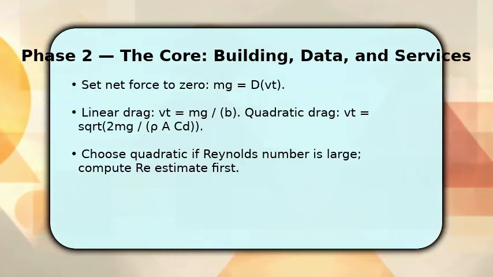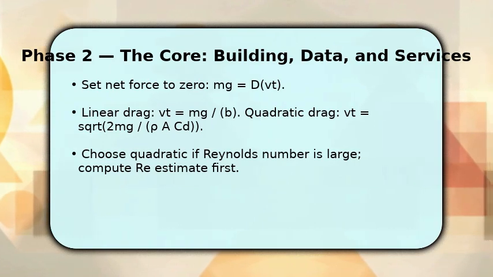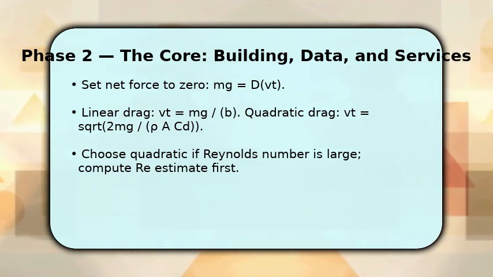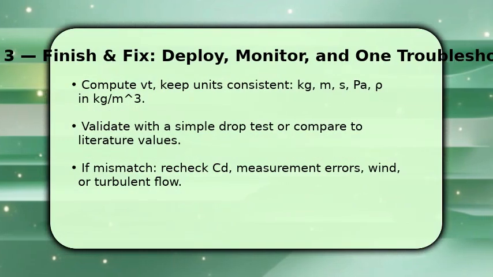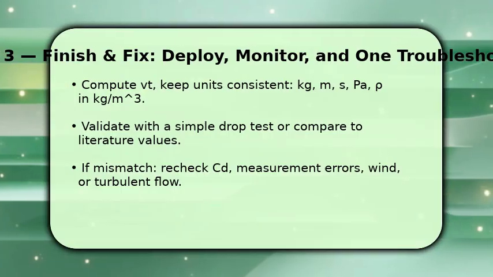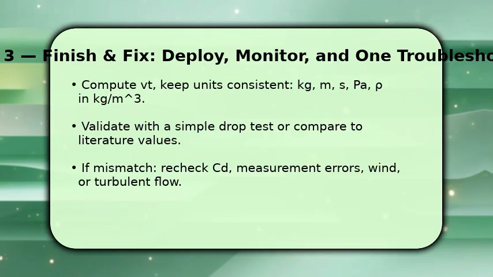Once you decide the model, plug measured m, A, CD, and rho into the formula to get vt in m/s. You complete the calculation by inserting numbers and calculating vt. Double-check units so kg, m, and seconds cancel correctly.